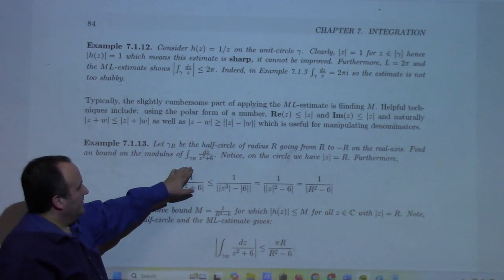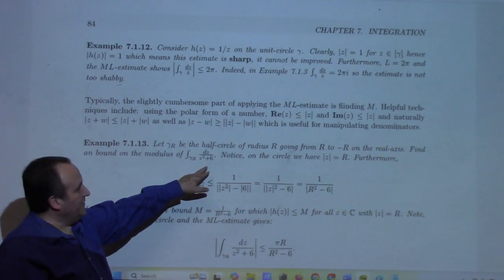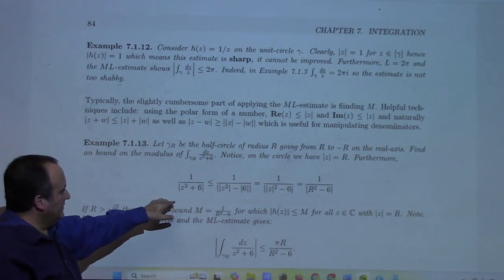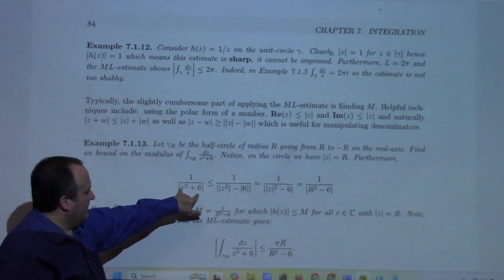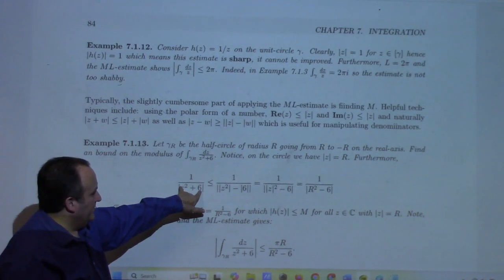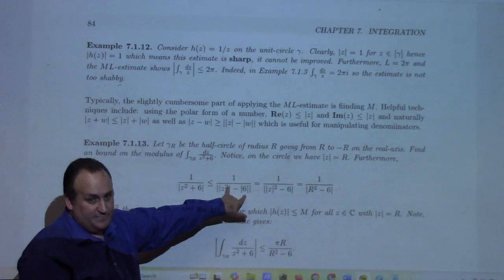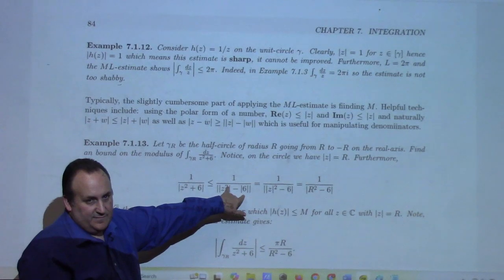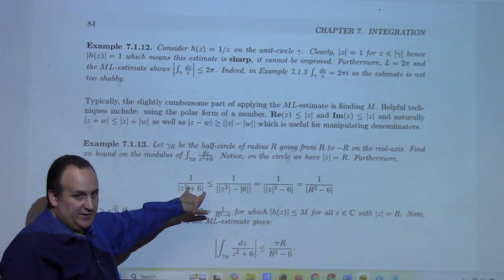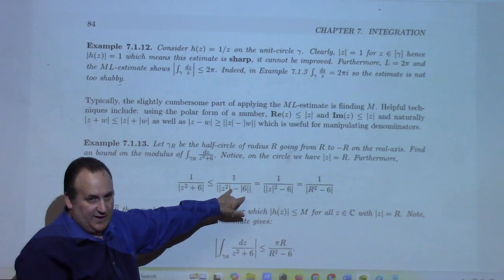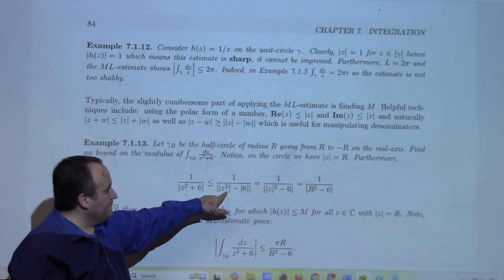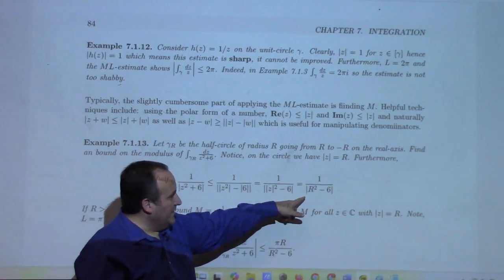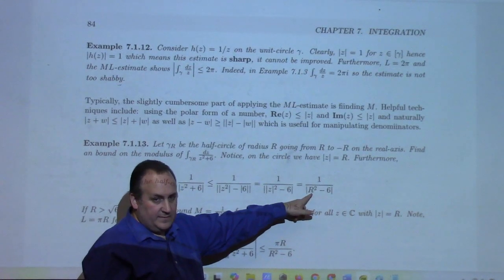If we were trying to integrate dz over z squared plus 6, how do you bound 1 over z squared plus 6? Well, there's a handy-dandy triangle inequality. So this is larger than that, which makes this fraction larger, because I was saying this is larger. So we made the denominator smaller, which makes the fraction larger. But this is also equal to the modulus of z squared, which would just be equal to r if we're on the circle of radius r.